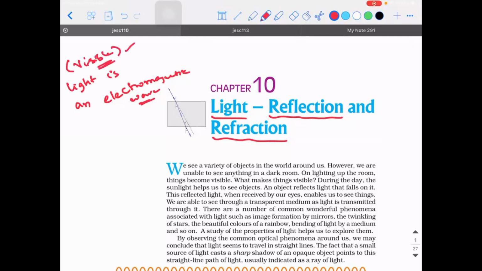So this is what we are going to learn. Visible light is an electromagnetic wave. If you know that, that's more than sufficient. Nothing else outside that. So what is the speed of it?